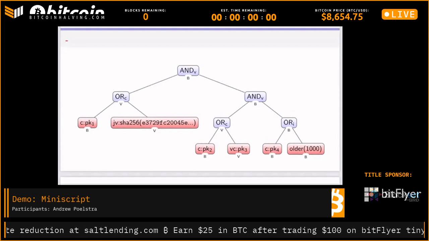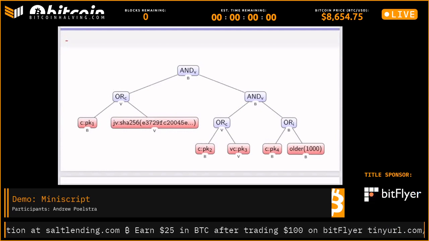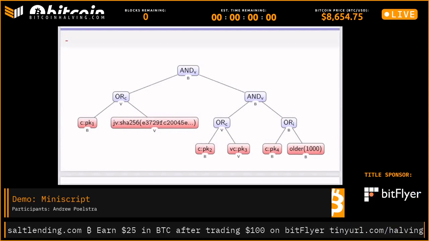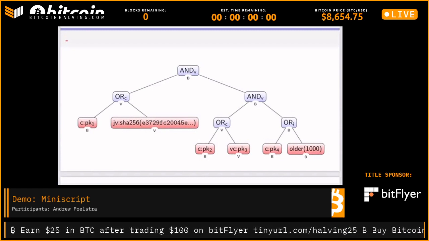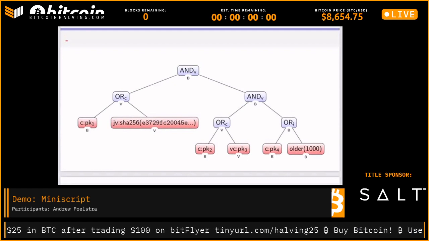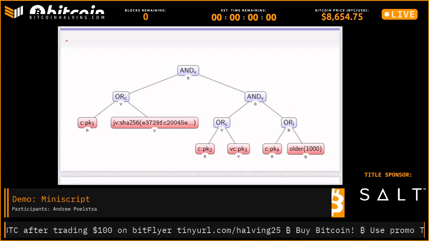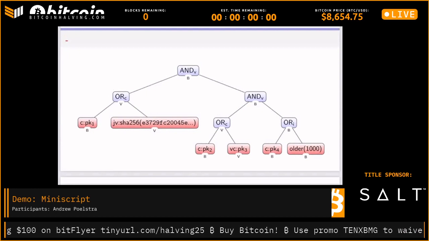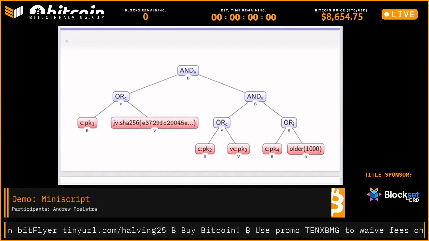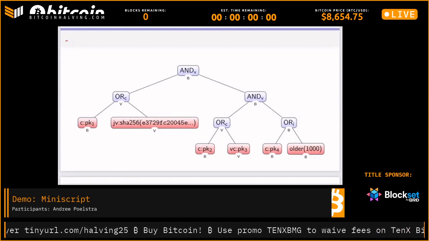On the left side, we can see there's an OR. That means that one of the two things below it needs to be satisfied to spend these coins. Either there's a public key, pubkey 1, so you sign with pubkey 1, or there's SHA-256, that's a hash, and you need to provide a hash preimage. So either public key 1 signs, or you reveal a hash preimage, and then also whatever's going on on the right side.